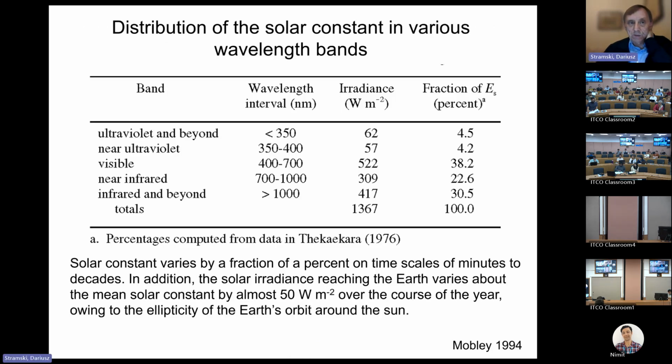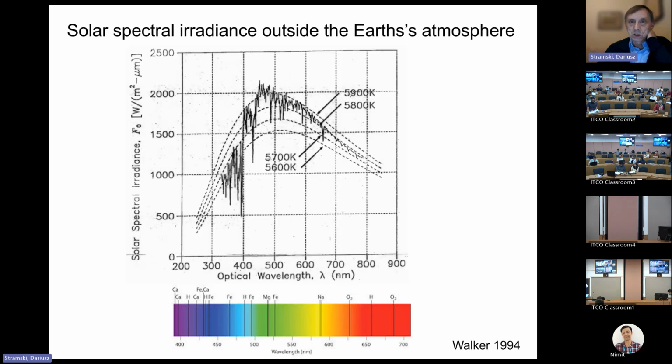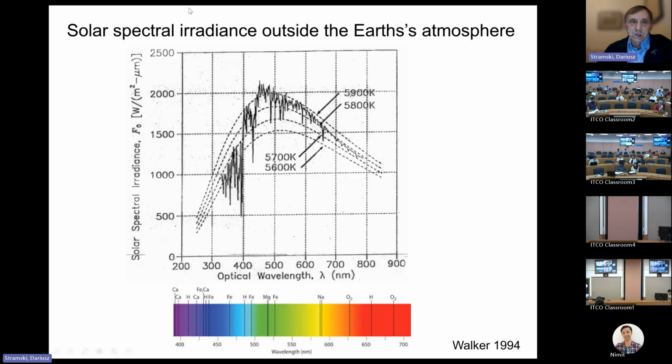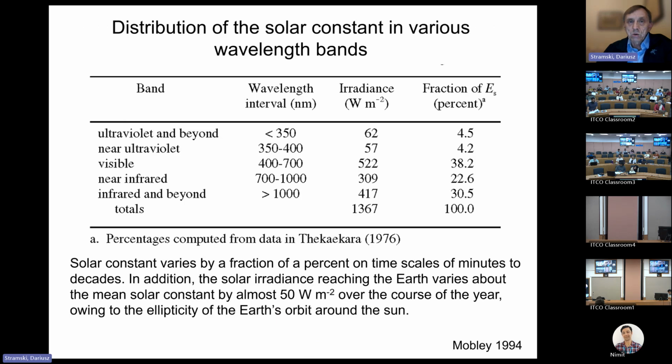This table gives us some idea about the distribution of solar energy, and I use here the term solar constant, so I probably should explain it. The total irradiance integrated over all wavelengths outside the Earth's atmosphere is typically referred to as the solar constant, but in reality this quantity is not constant. It varies by a fraction of a percent on time scales of minutes to decades.